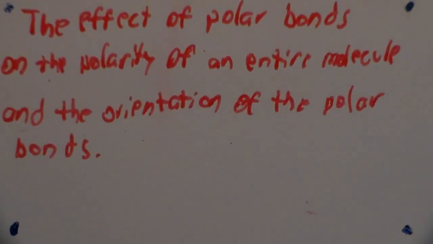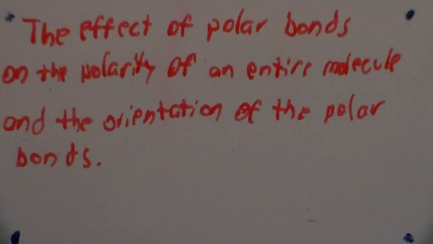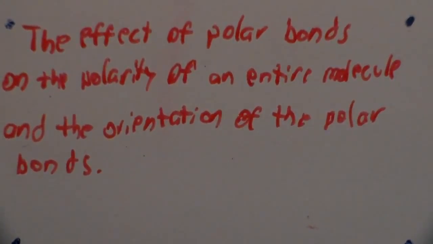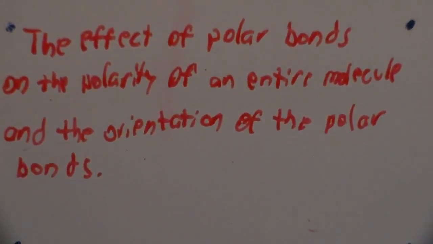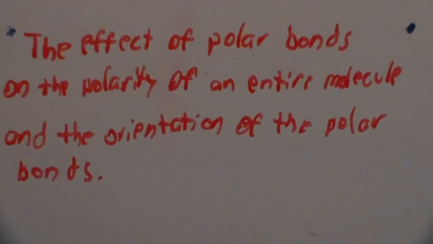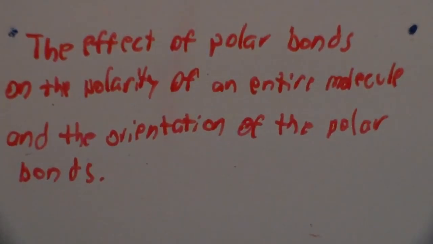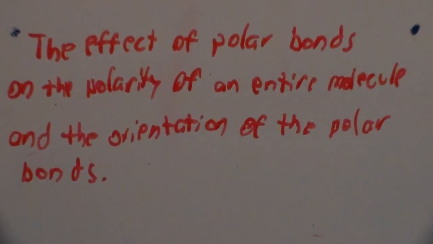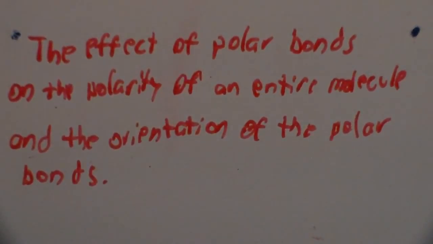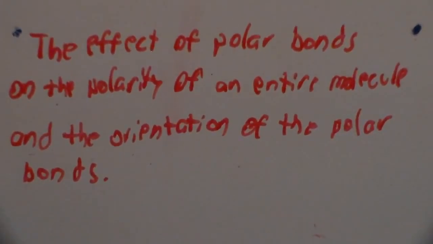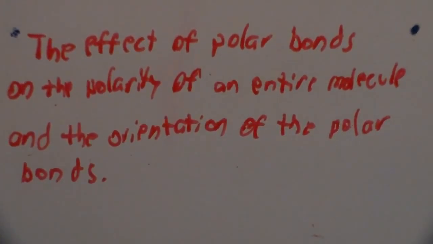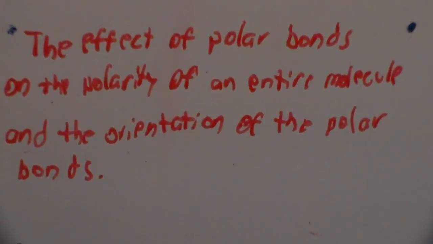The effect of polar bonds on the polarity of an entire molecule depends on the orientation of the polar bonds. Oh, okay, I see my error in my writing. The effect of polar bonds on the polarity of an entire molecule affects the orientation of the polar bonds.